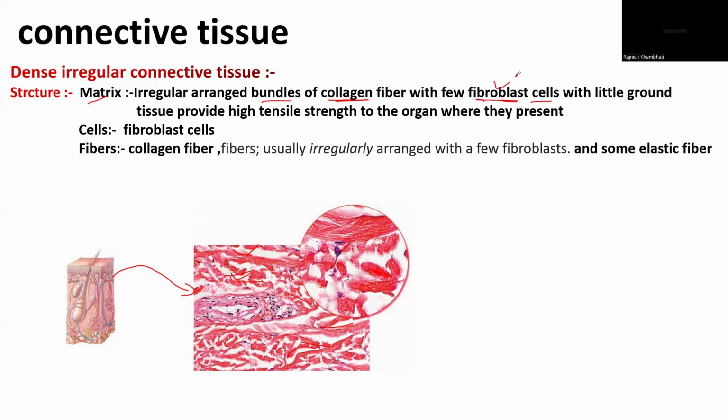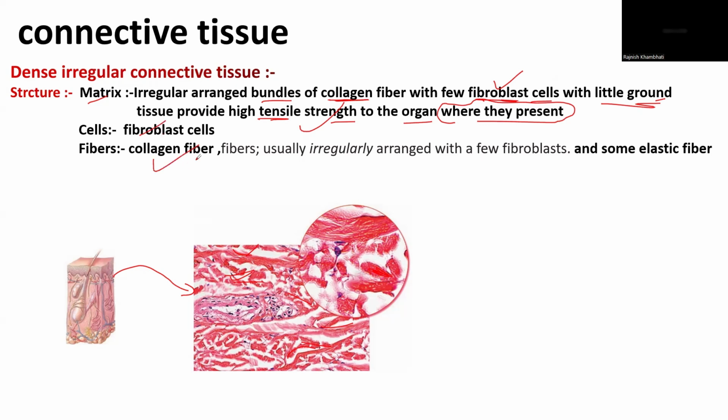And which cells are present? Fibroblast with a little ground tissue. So the matrix is very little, jelly-like. It provides high tensile strength to the organ where they are present. What it will do in your body is provide you tensile strength. You can stretch it, but it will not break. Elasticity. Cells are fibroblast cells.